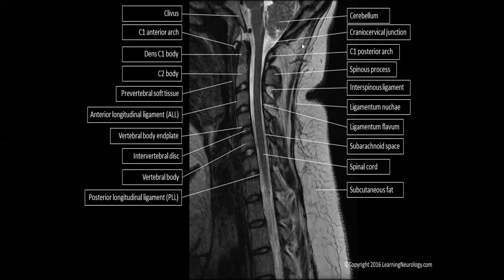This is cerebellum, craniocervical junction, C1 posterior arch, spinous process. These are the spinous processes. Interspinous ligament, ligamentum nuchae backside, ligamentum flavum anterior to the spine, subarachnoid space, spinal cord, and subcutaneous fat.